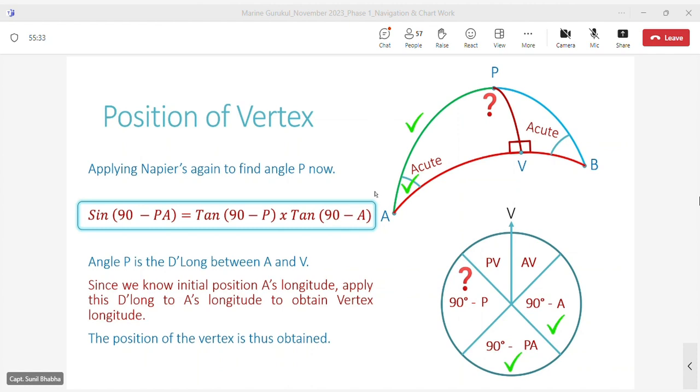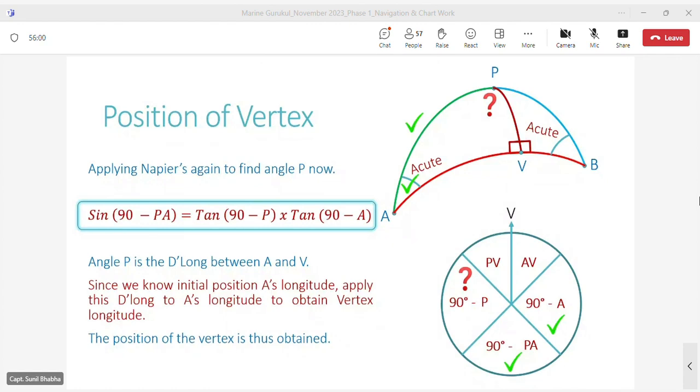Okay, sir, understood. Okay, so 30 degree east is the longitude of A. You are going in the right side direction, another 40 degrees. What will be the longitude of the vertex? 10 degrees. 70 degrees. Very good, beta. It will be 70 degrees east. Clear हो गया बेटा? हाँ Sir, बोलो.